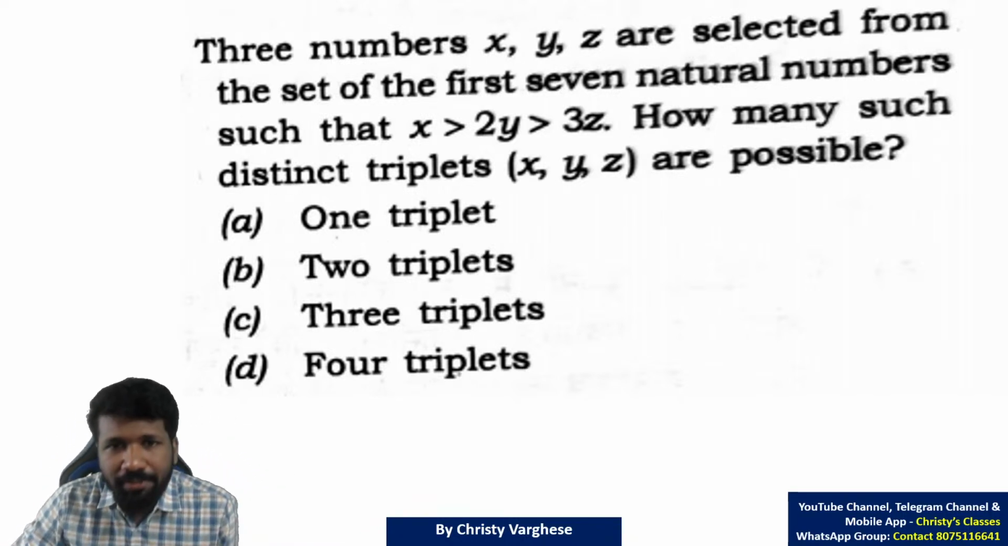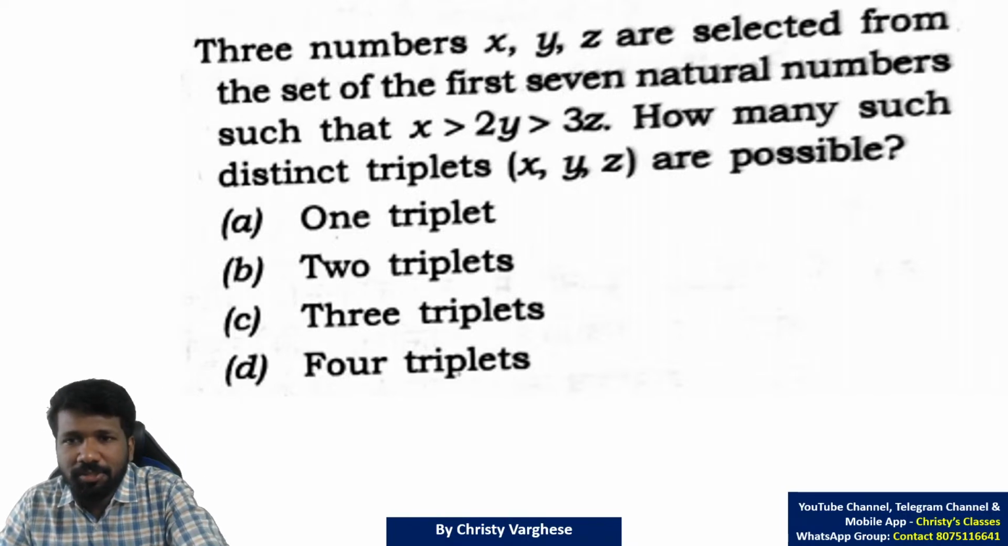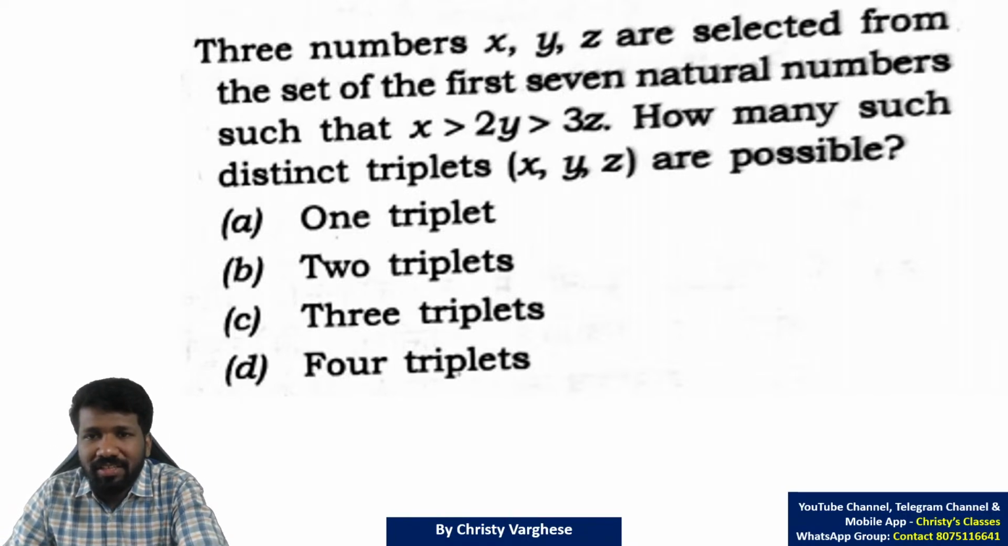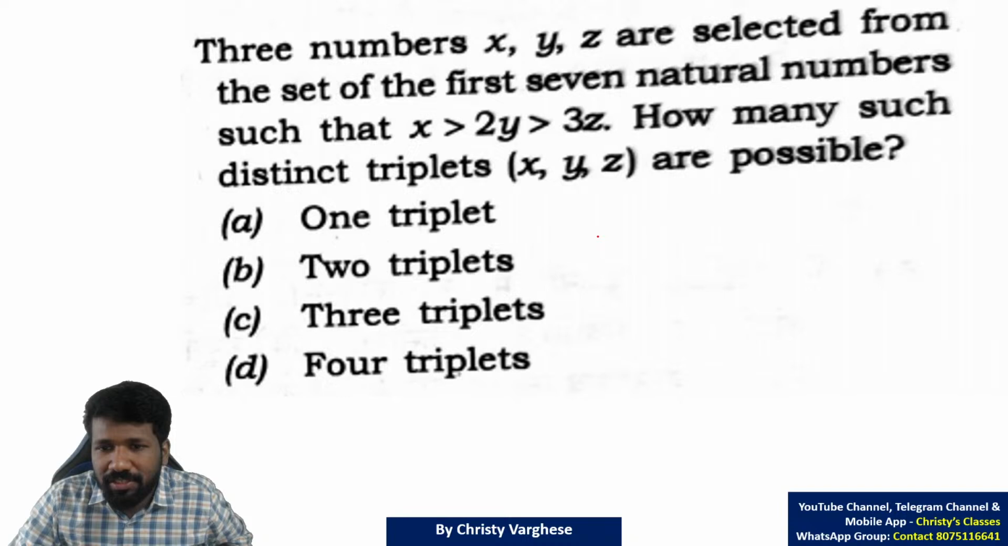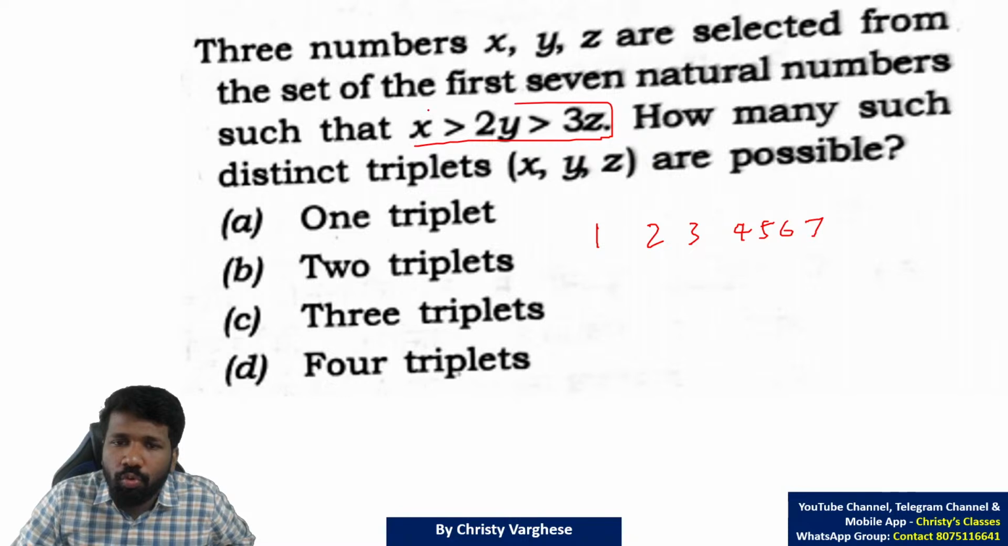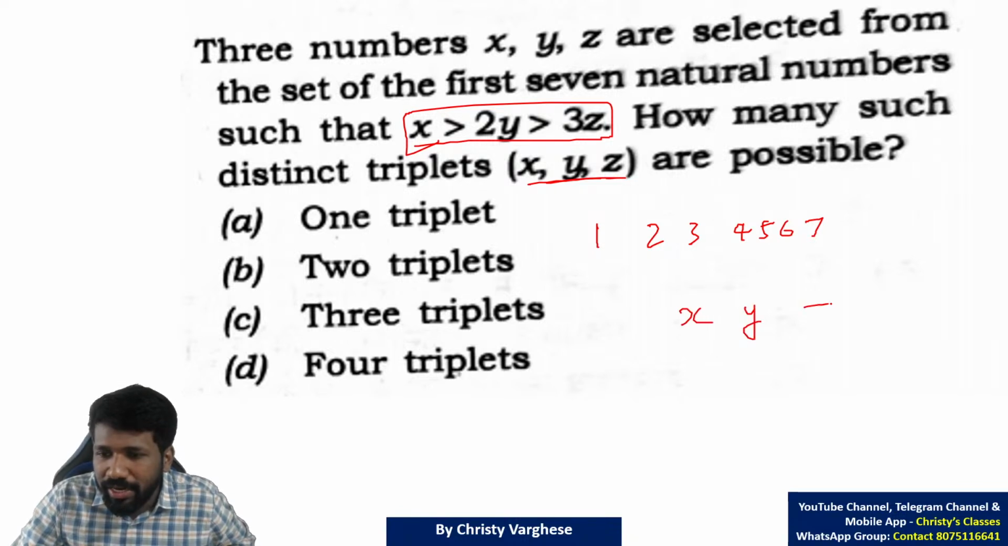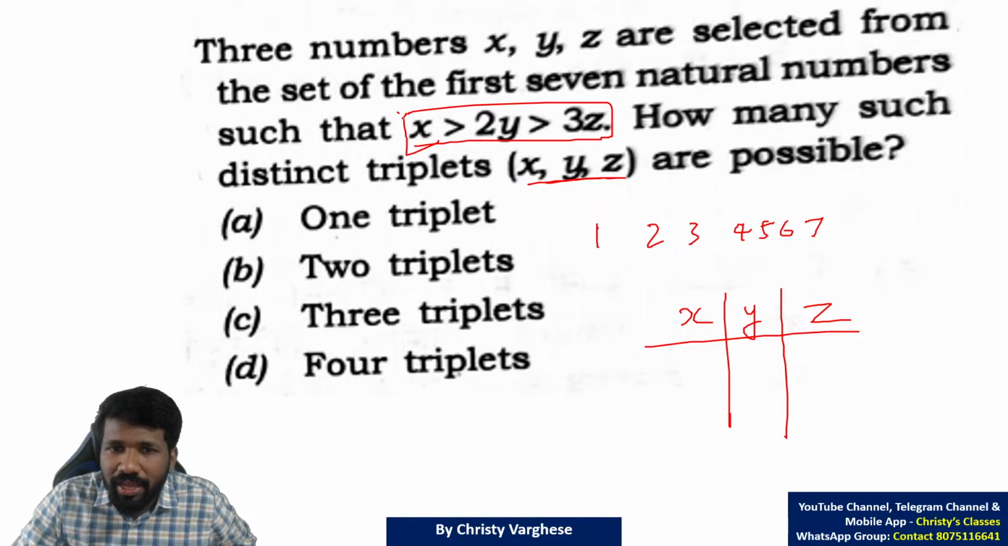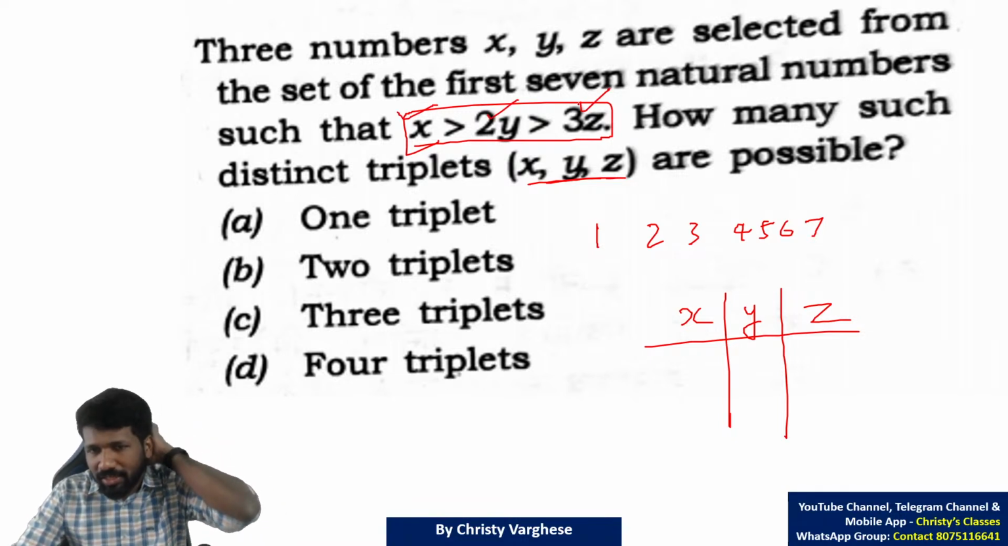Okay, so I'll explain. 3 numbers x, y, z are selected from a set of first 7 natural numbers. What are the first 7 natural numbers? 1, 2, 3, 4, 5, 6, 7. Such that x greater than 2y greater than 3z. So the question is asking how many possible values of x, y, z are there that satisfy this inequality: x greater than 2y greater than 3z.